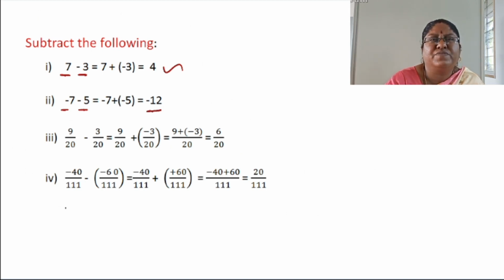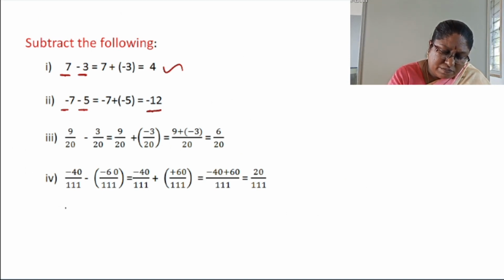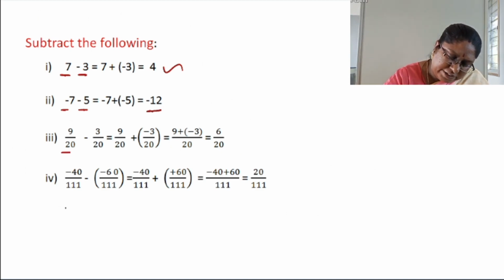Same as in fractions and rationals. So 9 by 20 minus 3 by 20. Keep the 9 by 20 as it is, minus changes into plus, then minus 3 by 20 you keep. What answer are you getting? 6 by 20. Sorry ma'am, when I said minus 9 by 20, it's not minus, it is plus 9 by 20. So I will recall it once again: 9 by 20 you keep, minus 3 by 20, change the symbol.